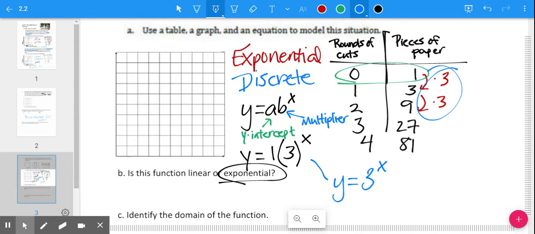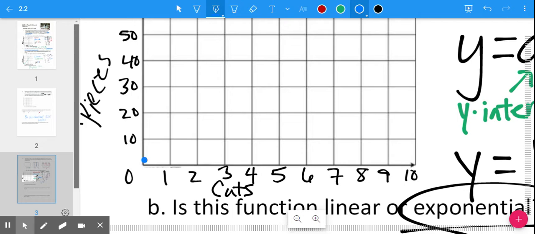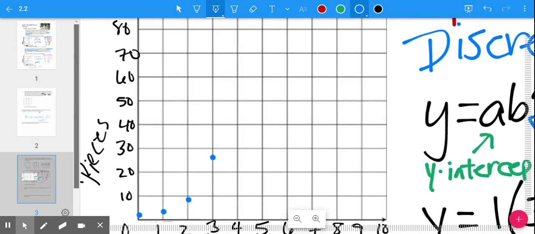Because half values on the rounds of cuts don't make sense. So we're going to set up our graph. Now that we have our table set up, we can go ahead and graph everything. At 0 rounds of cuts, there was 1 sheet of paper. At 1 round of cut, there were 3 sheets. At 2, there were 9. At 3, there was 27. At 4, there was 81. And we're off the grid.